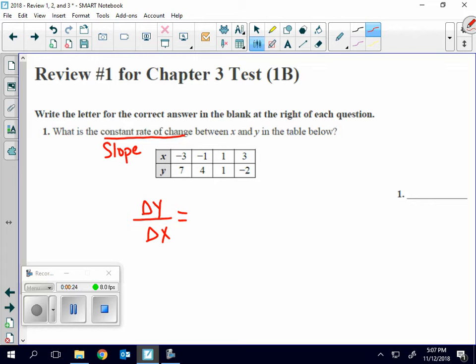Well, y changes from here to here. I go down by 3, so my numerator is going to be -3, and my denominator looks like I go up by 2. So our answer is -3/2.